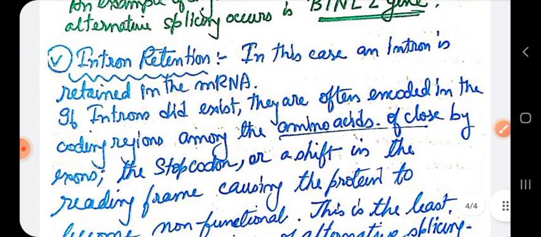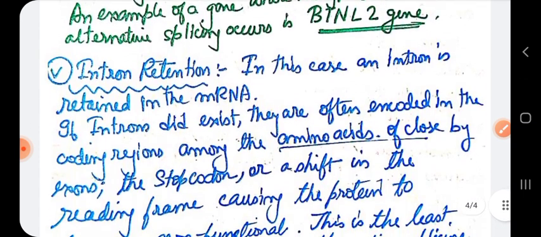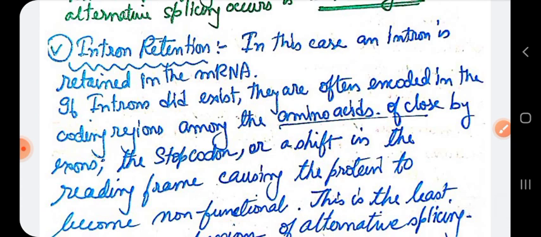Then the last one is intron retention, where an intron can remain after splicing. The intron can be included within the transcript, within the mRNA after splicing. And as introns are non-coding regions, it will cause a shift in the open reading frame, and due to the shifting of the open reading frame, a premature stop codon can occur, which can lead to a non-functional protein product.